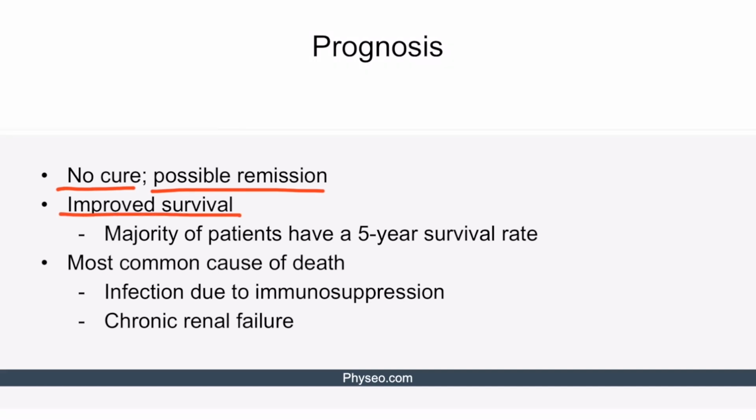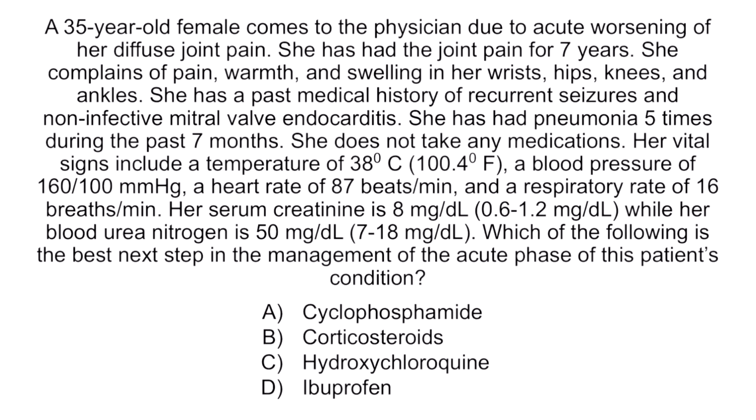The majority of patients have a 5-year survival rate. The most common cause of death in patients with lupus is infection due to immunosuppression as well as the chronic renal failure. Let's end this lecture with a question. A 35-year-old female comes to the physician due to acute worsening of her diffuse joint pain. She's had the joint pain for 7 years.